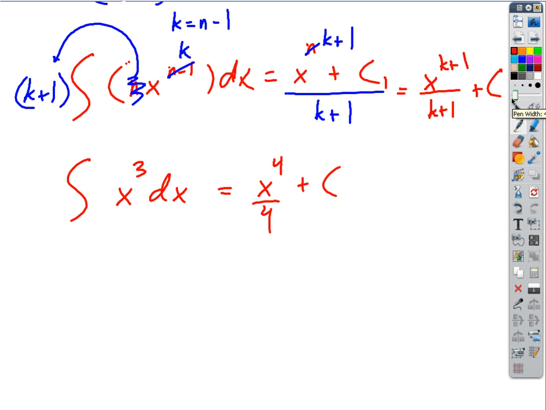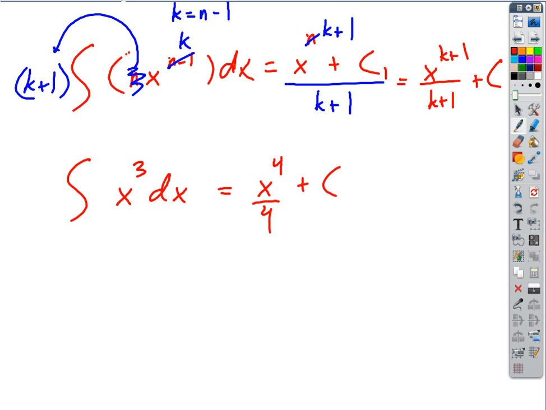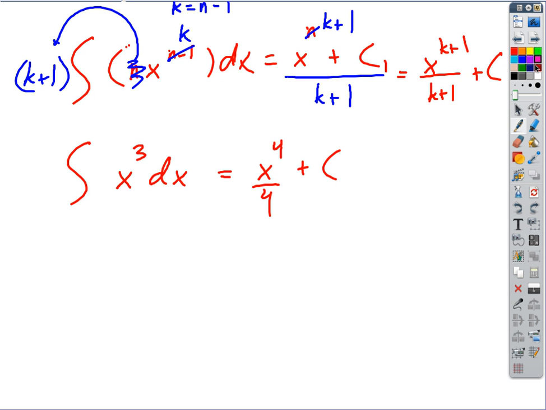That's messy, so let's write that again in terms of n. The antiderivative of x to the n dx is what? It would have been easier if I'd just asked you this question, and you could have told me: x to the n plus 1 over n plus 1.